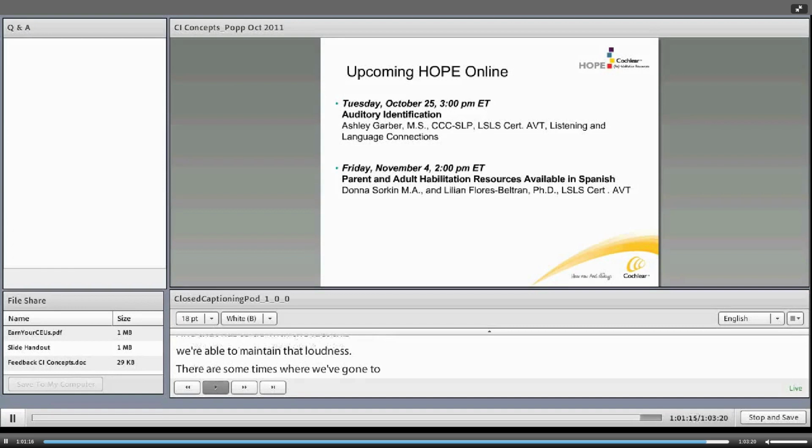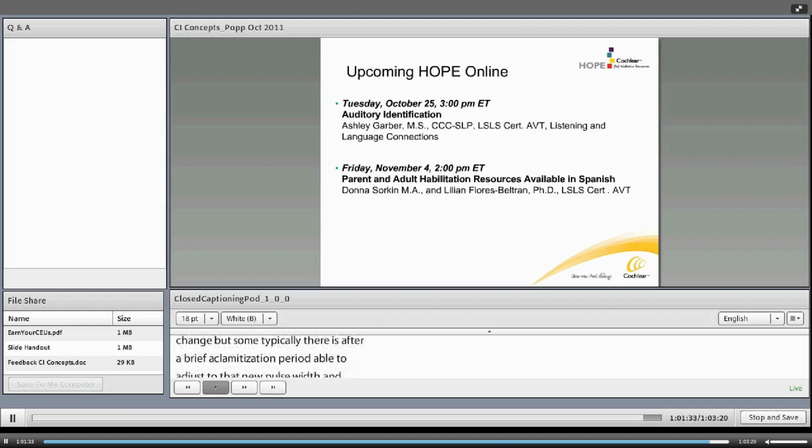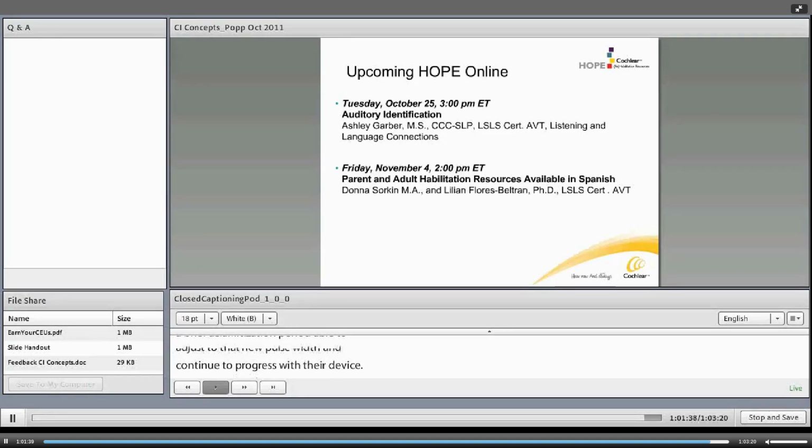And then another question is, when you increase pulse width, is there a change of perception or clarity, negative or positive? And typically no. And that has to do with the fact that we're able to maintain that loudness. There are some times where we've gone to a very dramatically different pulse width where an individual will notice a change, but typically, after a brief acclimatization period, they are able to adjust to that new pulse width and continue to progress with their device.